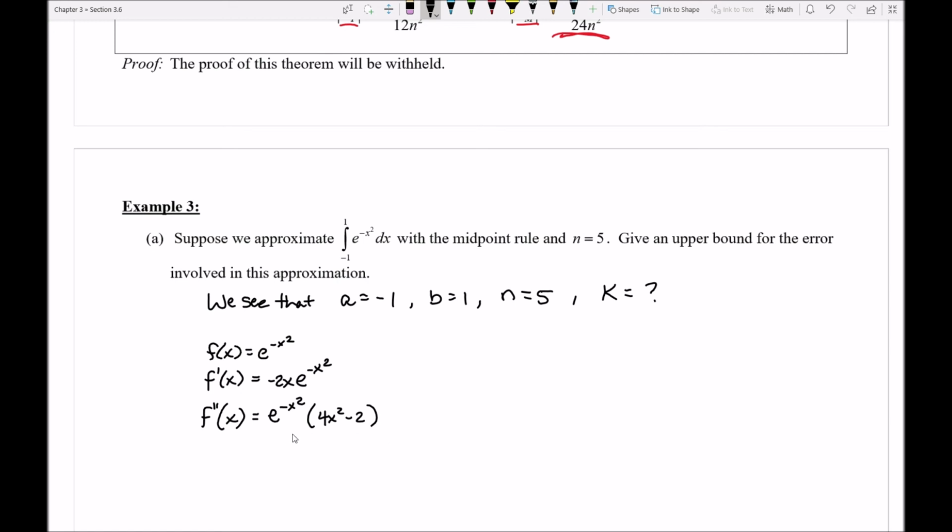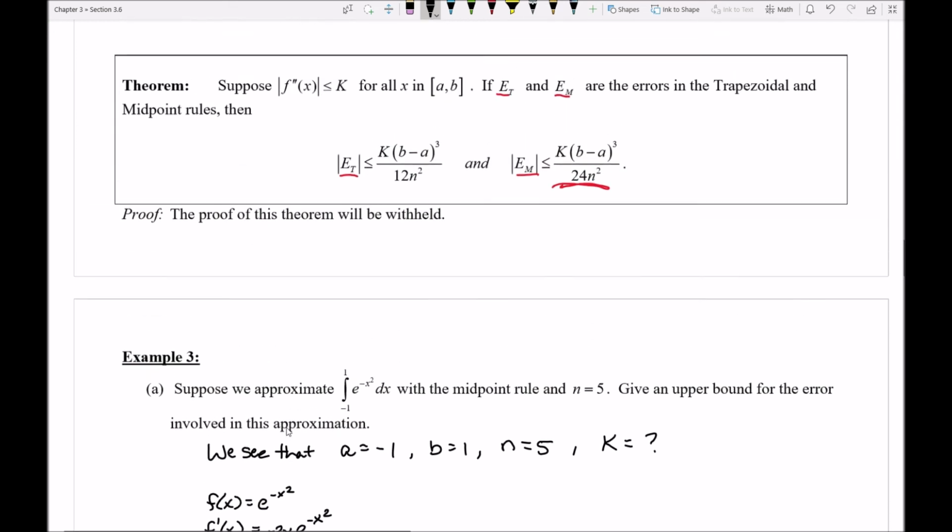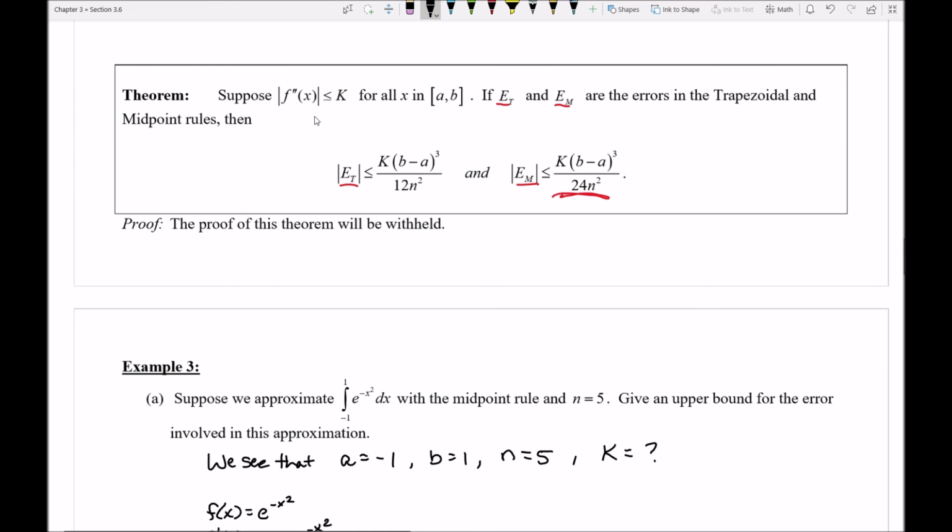Well, now let's switch over to a calculator to see what this function would look like, and then how I can use absolute value bars to see what it looks like on my given interval.